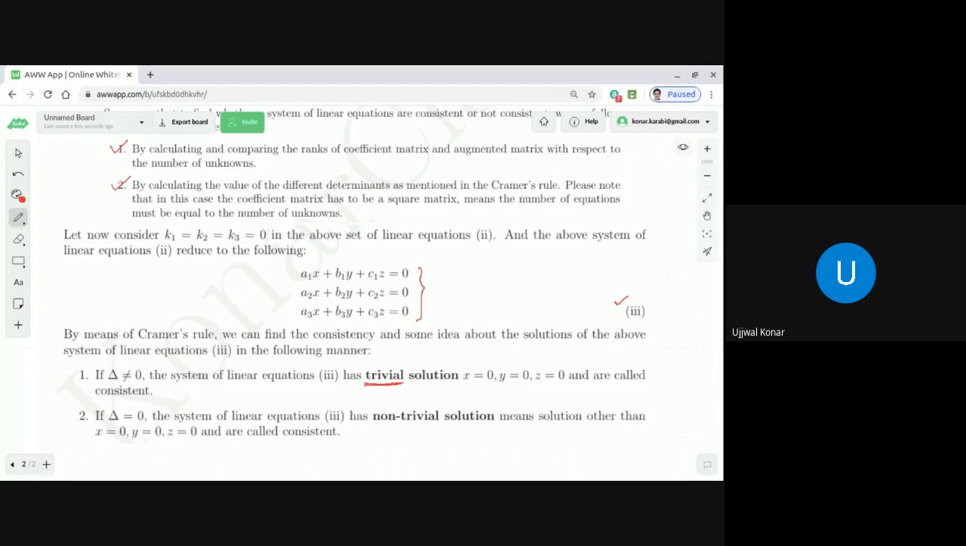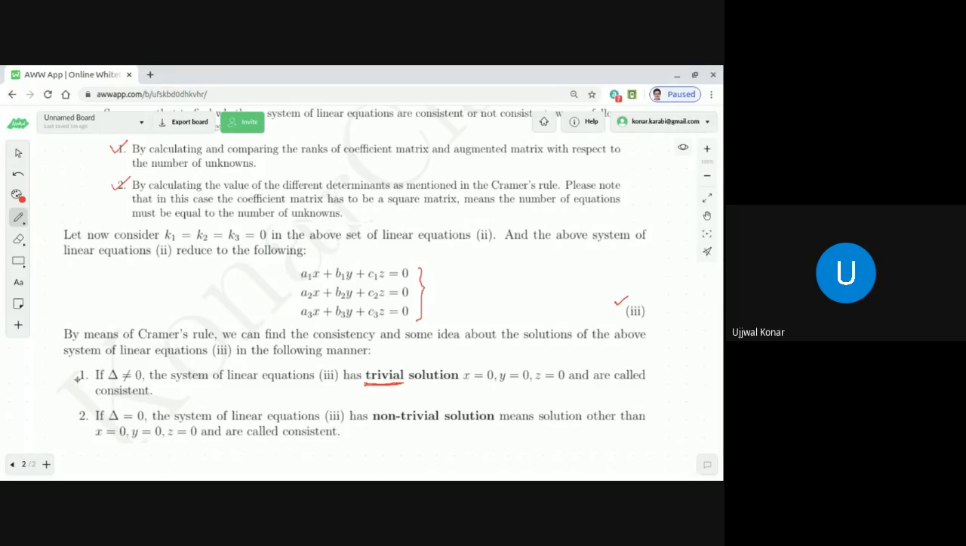So if I apply x equal to 0, y equal to 0, z equal to 0, definitely it is going to be satisfied. As it is so simple, so easy, and it comes with very basic things without having any extra information or extra knowledge. That is why the word we used is a trivial solution. So dear students, if delta is not equal to 0, then we say that the system of linear equations has a trivial solution, x equal to 0, y equal to 0, z equal to 0, and is called consistent. Why consistent? Because we got a solution set, no?